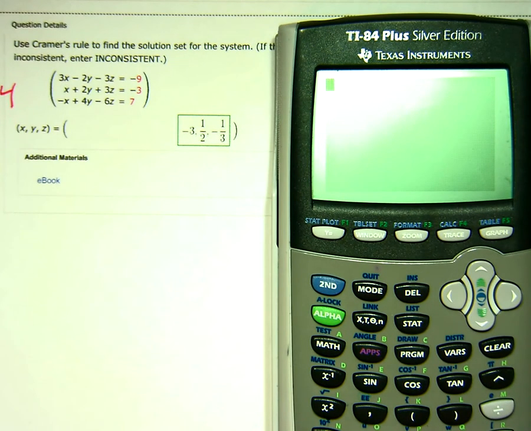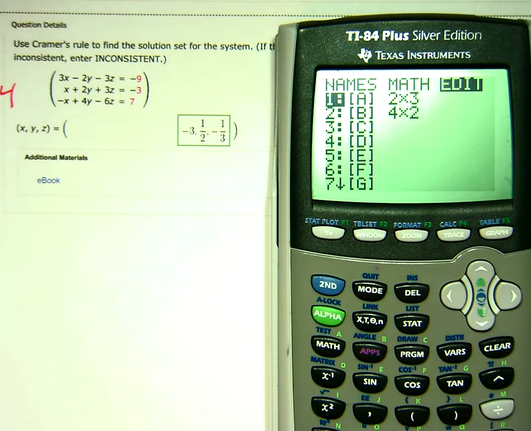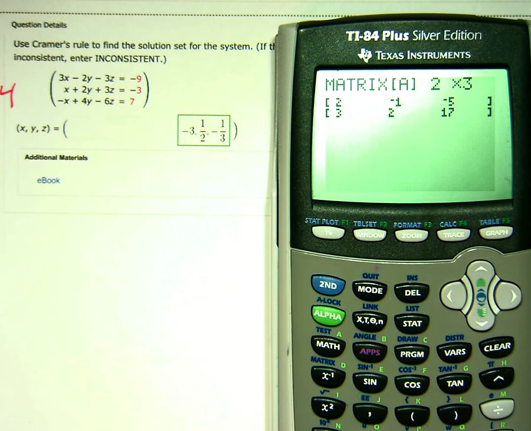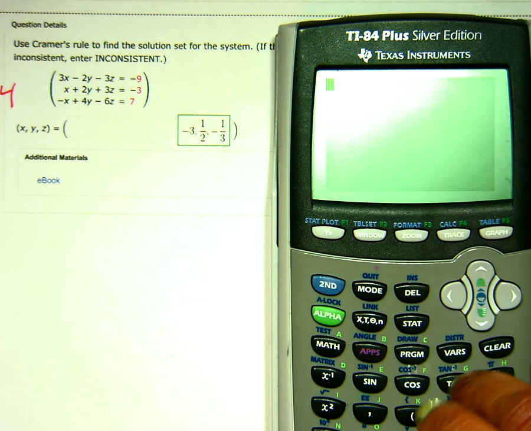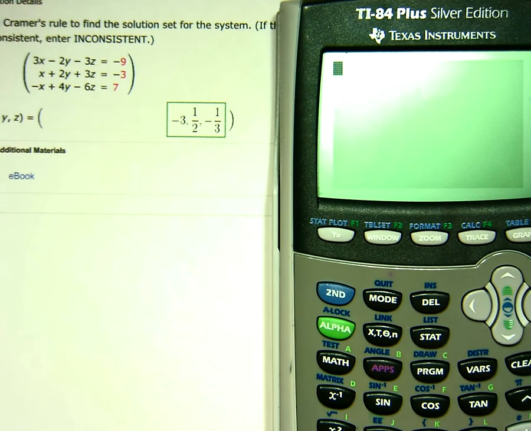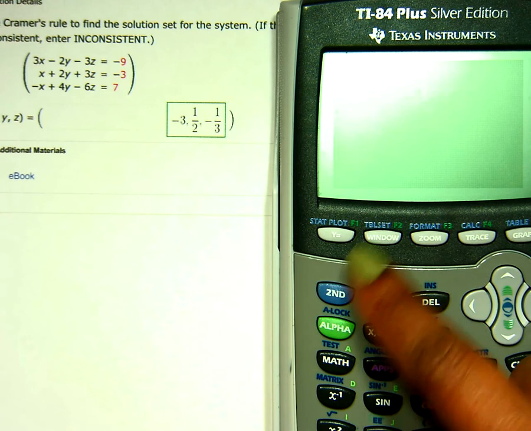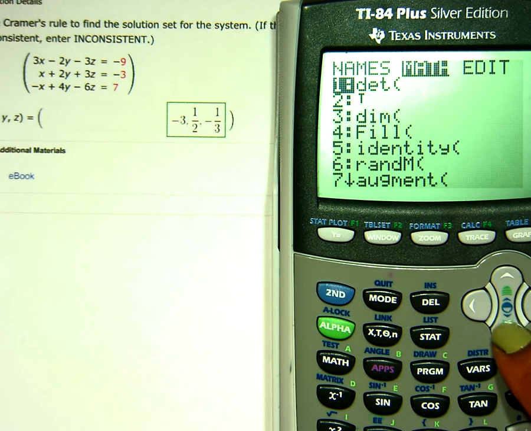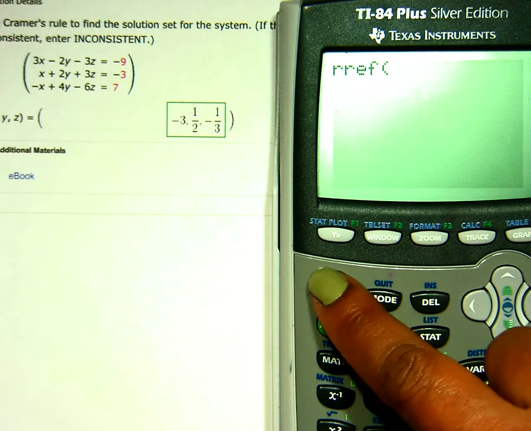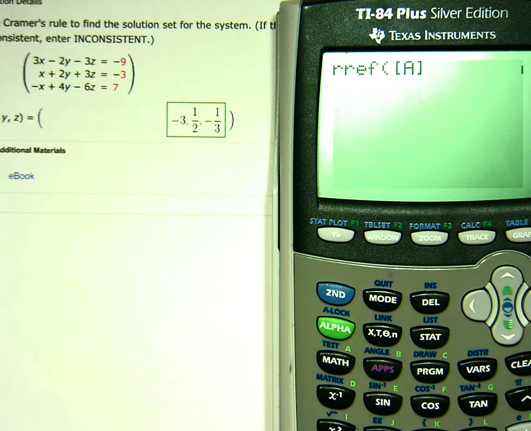So let me zoom out just a tad bit. So second matrix, go over to edit, hit enter. We're going to keep using matrix A, so now it's a 3 by 4, so hit enter for that. Your numbers are 3, negative 2, negative 3, negative 9. Second row, 1, 2, 3, negative 3. Third row, negative 1, 4, negative 6, and 7. So hopefully you can see where I'm getting these numbers from right here. Now second matrix, let me zoom in just a tad bit, make it a little bit easier. Second matrix, go all the way down until you see RREF. Second matrix again, select matrix A, hit enter twice.